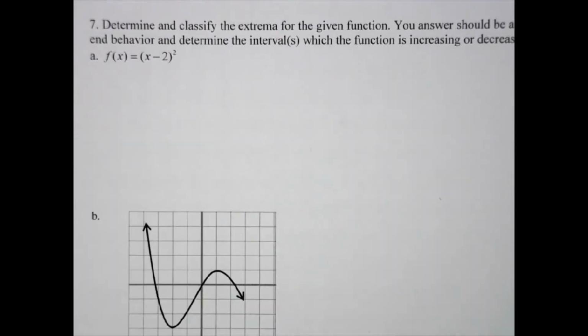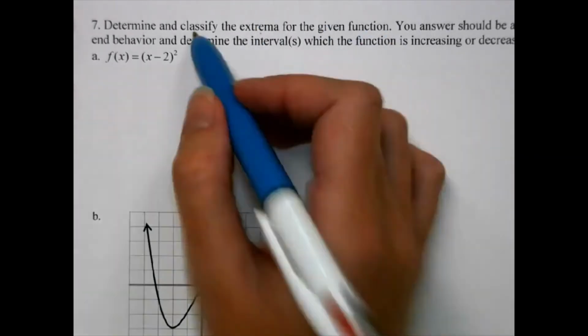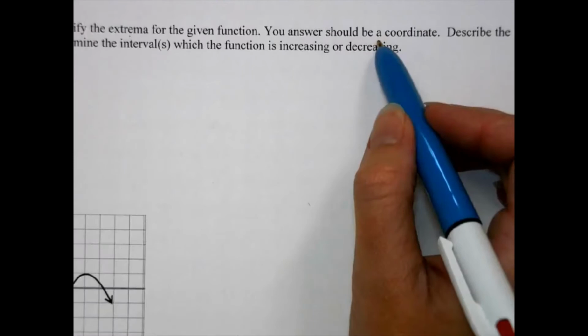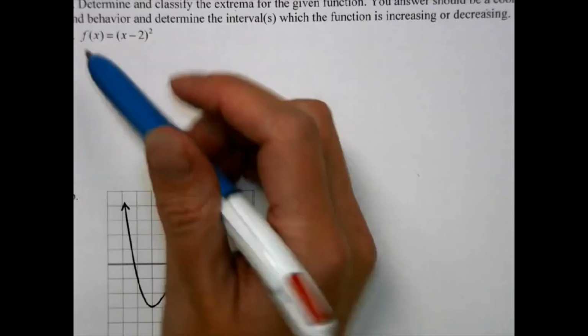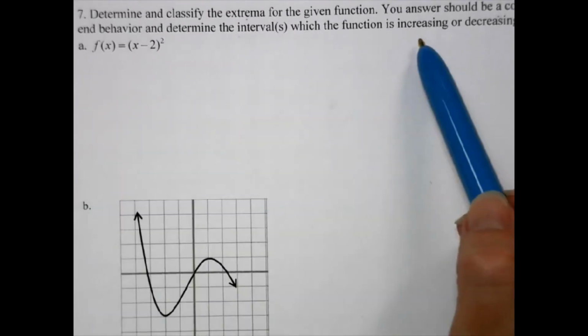In this next section, we're going to describe the behavior of the function. So we're going to classify the extrema, the maxes and mins. That's going to be a coordinate. We're going to describe the end behavior, and that's going to be using limit notation. And we're going to describe the intervals, the x values, where the graph is increasing and where it is decreasing.